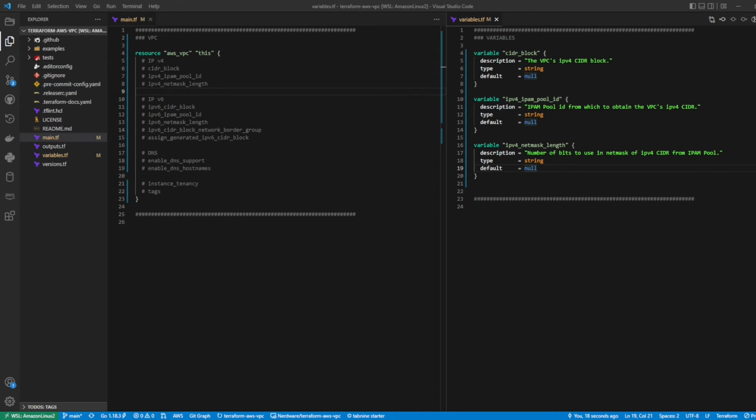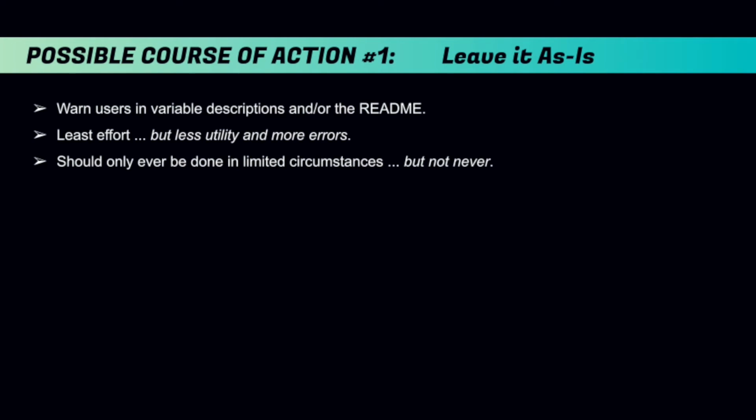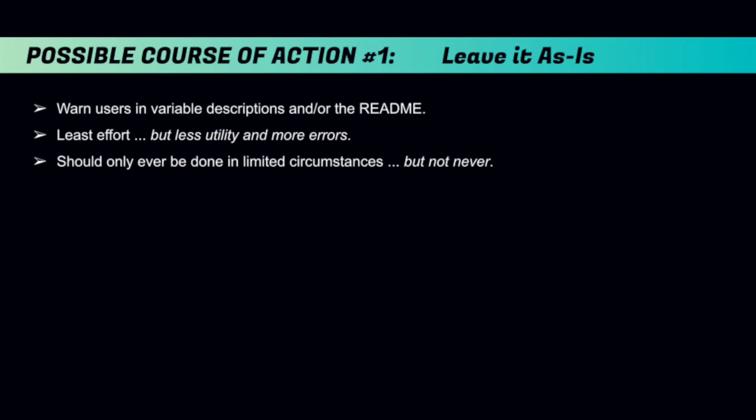Whenever facing variable problems like this, we could just leave this as is. Perhaps try to warn users in variable descriptions or elsewhere in our documentation, and just allow misconfigured inputs to error out. This option obviously requires the least effort, but we also aren't adding any worthwhile utility if our module merely serves as a thin wrapper around the underlying API. Clearly, making a module that offers less utility and produces more errors is not our goal here, to say the least. But I don't want to say this is never the right answer for all inputs.